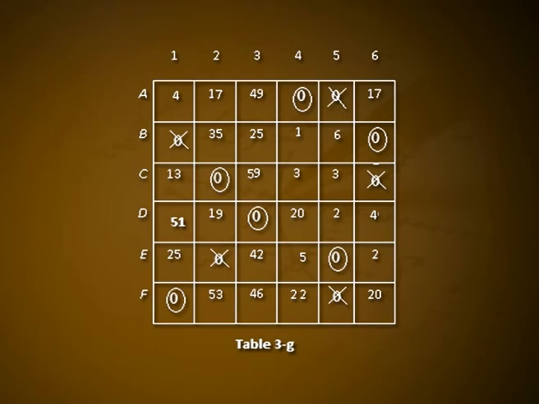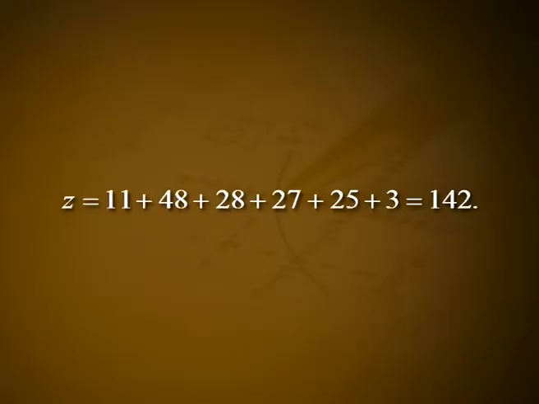Another optimal solution with the same minimum cost can be seen as in table 3G. Here the assignment is A to 4, B to 6, C to 2, D to 3, E to 5 and F to 1, and the corresponding minimum cost is Z equals 11 plus 48 plus 28 plus 27 plus 25 plus 3, that is 142.